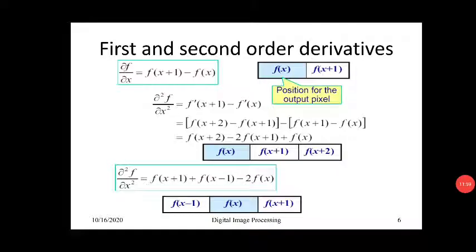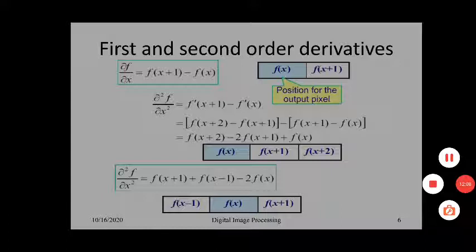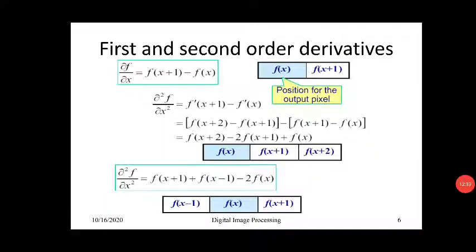Now in the first order and second order derivative, the partial derivative of f with respect to x, ∂f/∂x, is equal to f(x+1) minus f(x).